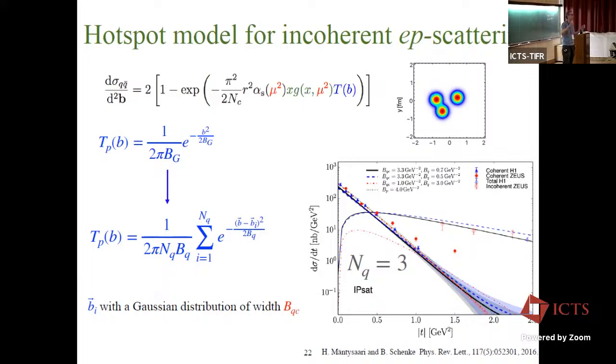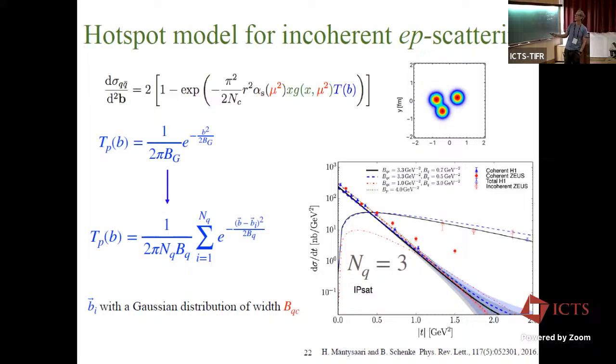That corresponds to having 3 valence quarks, very fast valence quarks, which act as sources basically to the gluons at small x. So the large x valence quarks are the sources of the small x gluons. And then we have a spatial correlation between the original valence quarks and the small x gluons. So that means that the thickness function of the proton becomes a sum of thickness functions of hotspots, very much the same way as we did with the collection of nucleons in the nucleus.